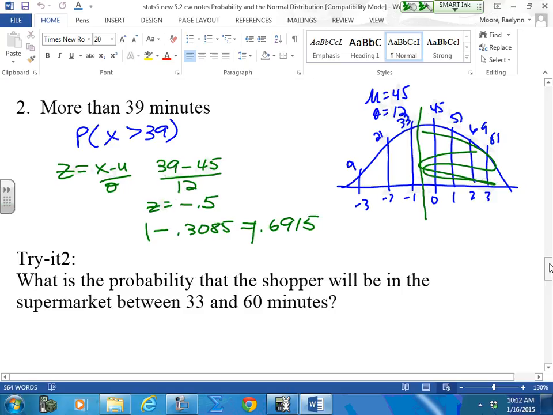And so here's my probability. I have a 69.15% chance that the next person I check at random will be in my store more than 39 minutes.